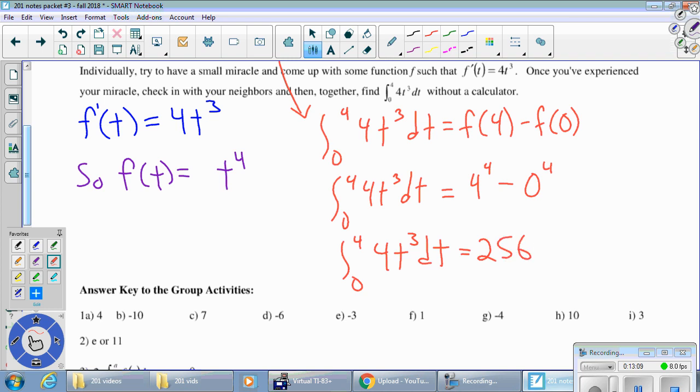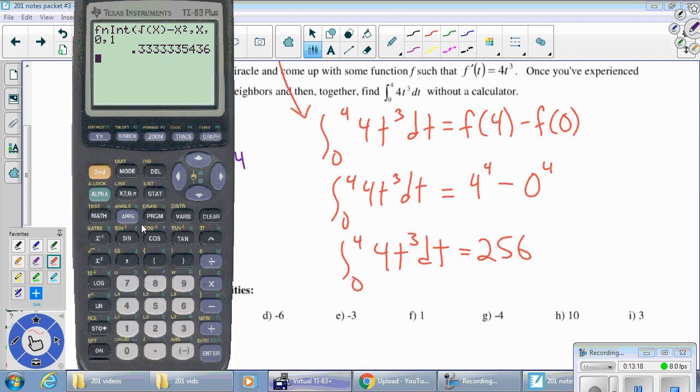And so we got that without doing any kind of crazy areas, right? The area underneath this curve, I don't know how to calculate it other than what we just did there or using a calculator. So we didn't need a calculator here, but we'll use one just to make sure that we got it right. There's 4t cubed, comma, x, comma, 0, comma, 4. I did not do that right. Comma, 4. And we got exactly 256.